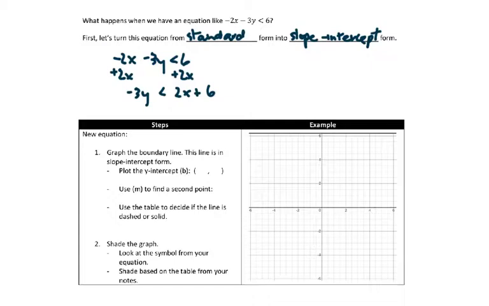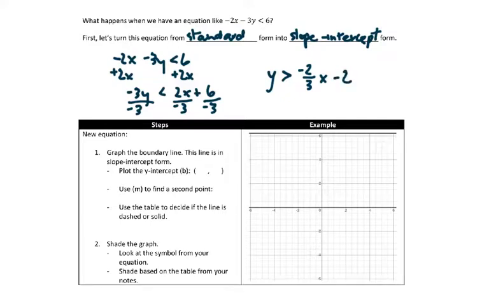Because it's mx plus b, I need to divide by negative 3. And it's an inequality, so when I divide by a negative, the sign flips. Then I've got negative 2/3 x, and I've got minus 2.